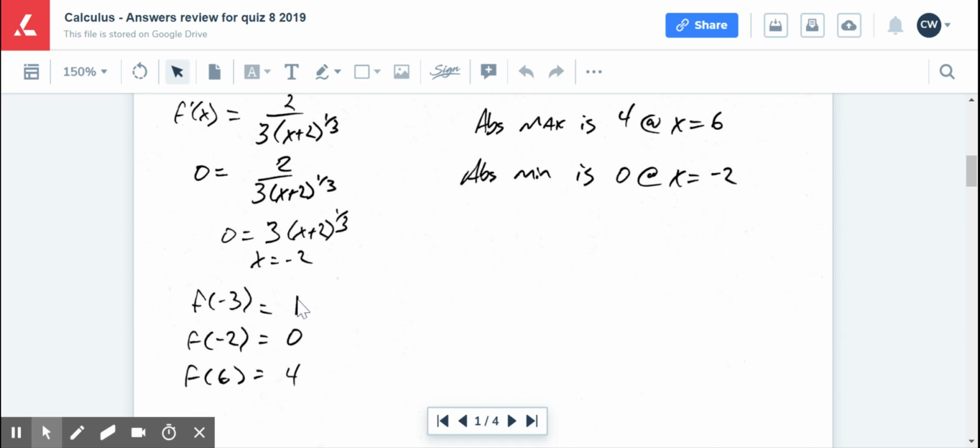So -3 is going to give me a 1. -2 is going to give me a 0. And 6 is going to give me 4. So my absolute max value is 4, which occurs at 6. Absolute minimum value is 0, which occurs at x equals -2.